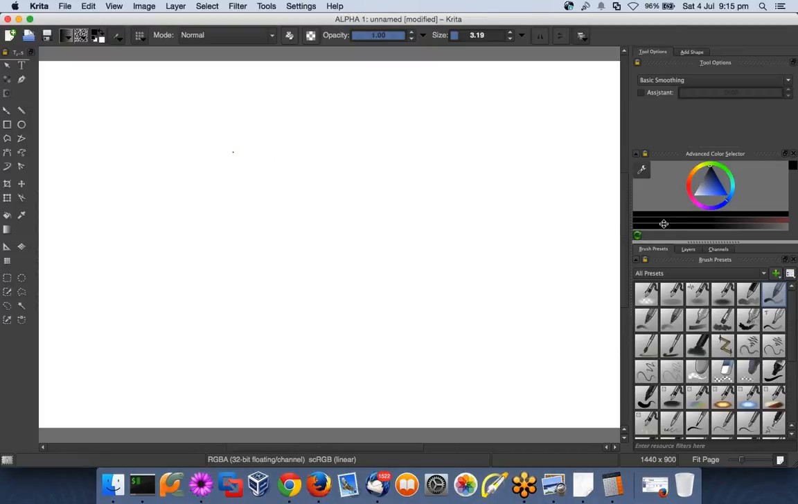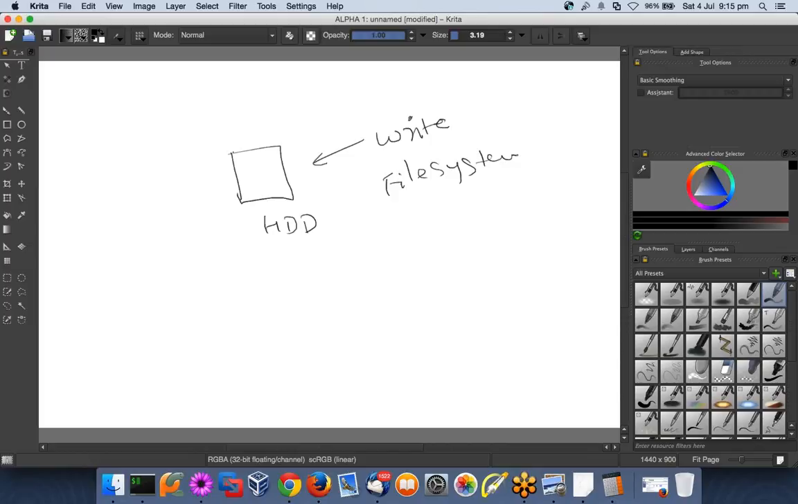So let me give you a little bit of background, or the history of how all these things came into the picture. Let's say I have a hard drive. First of all, if I want to write data, I do not need a file system. You might be wondering what I'm saying, but we do not need a file system to write data.